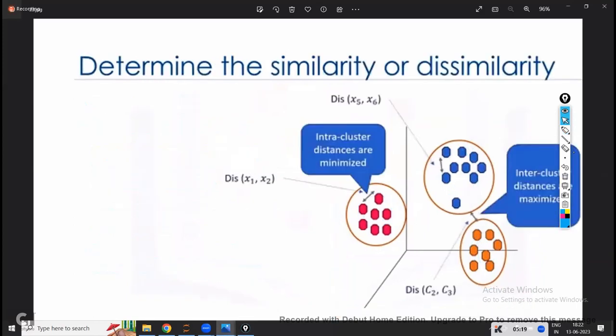Now here we have two types of distances: one is called intra, and one is called inter. Intra means the distance within the group. Outside the group, the distance between two groups is called inter. Okay, so for example, let us take a group of students.